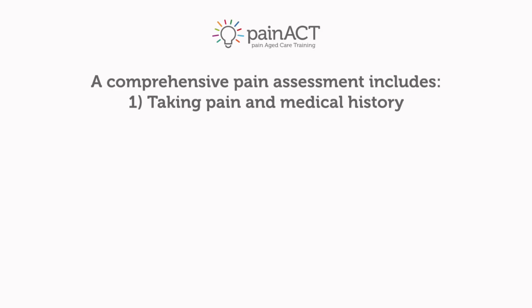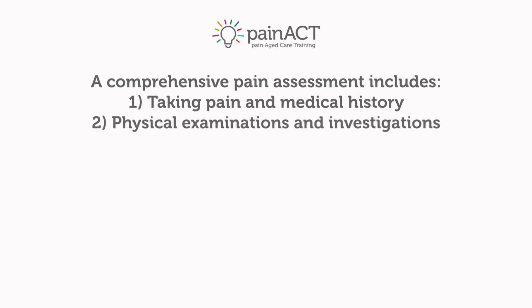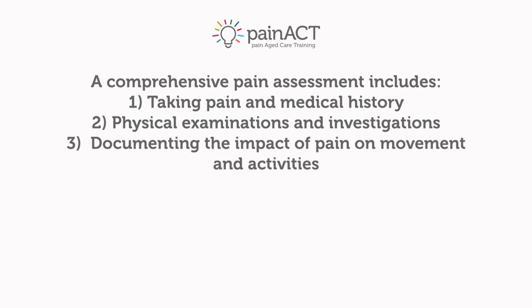Consider the following elements when conducting a comprehensive pain assessment. 1. Gather a comprehensive pain history, including onset, location, duration, and aggravating or relieving factors. Also consider general medical history, associated symptoms and recent falls or injuries, weight loss, etc. 2. A physical examination and other investigations such as blood tests and imaging. 3. The physical impact of pain on any movement, including level of comfort in personal care and daily activities.